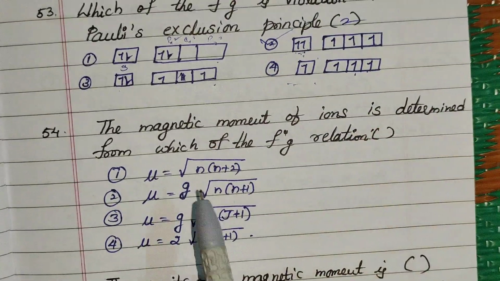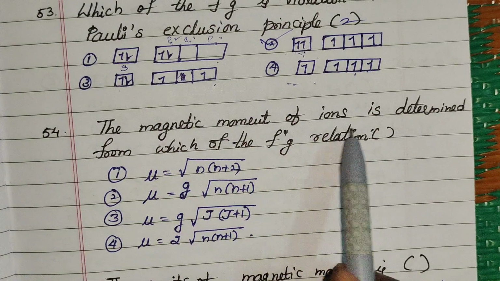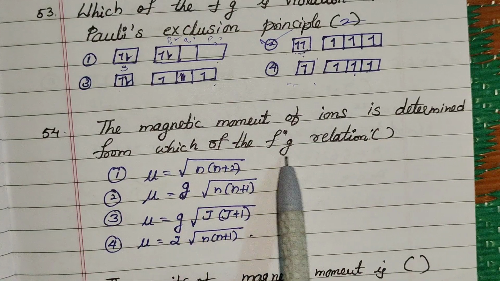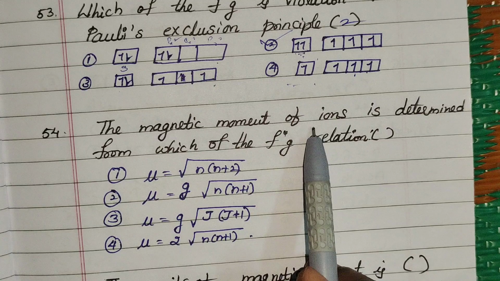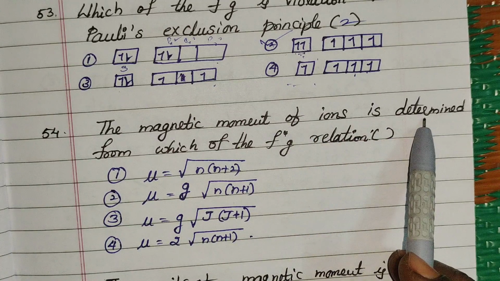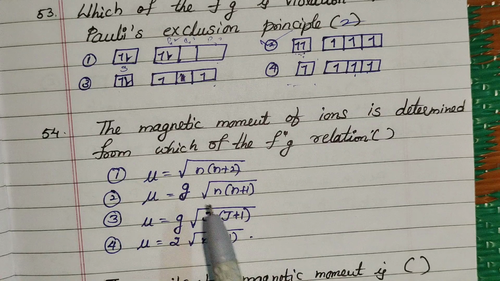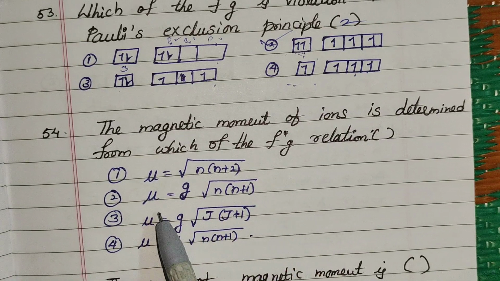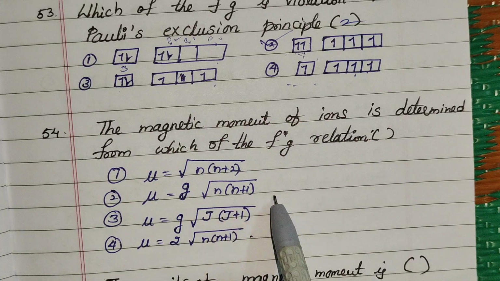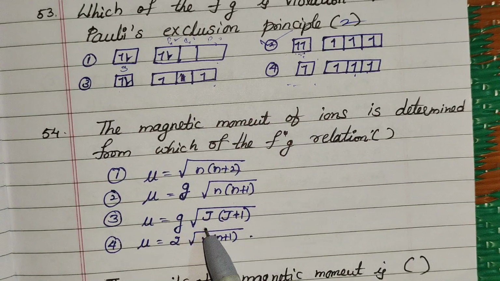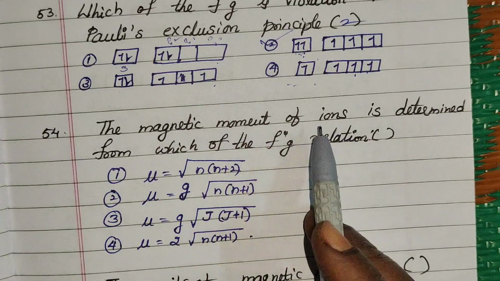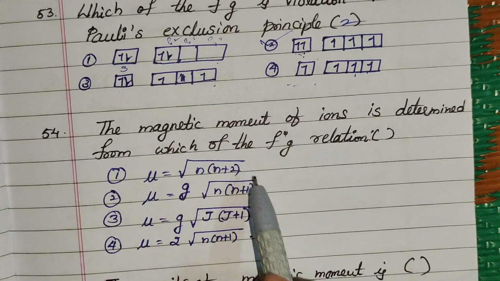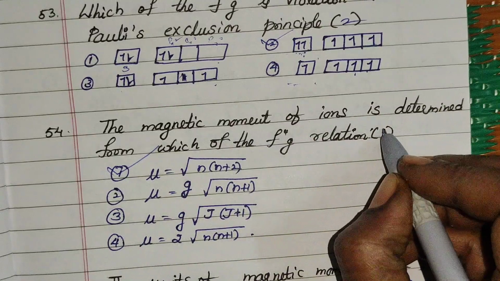Next, the magnetic moment of ions is determined from which of the following relations? Simple, a direct formula. With the help of which formula do we find it? First option: mu equals square root of n into n plus 2. Second: mu equals g into square root of n into n plus 1. Third: mu equals j into square root of z into z plus 1. Fourth: mu equals 2 into square root of n into n plus 1. The direct formula for the magnetic moment of ions is mu equals square root of n(n+2). That is why option number 1 is right.